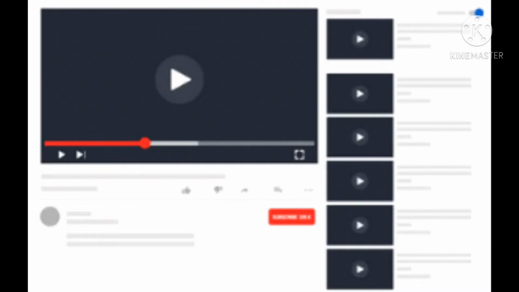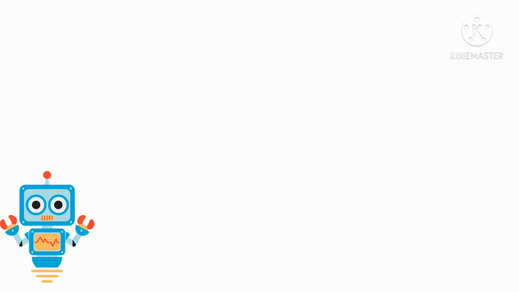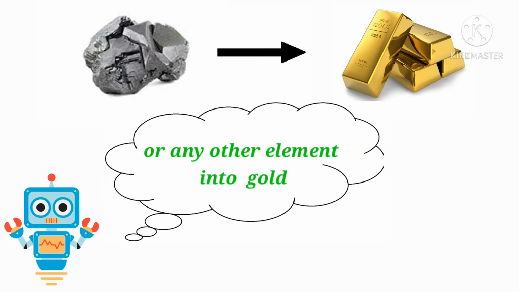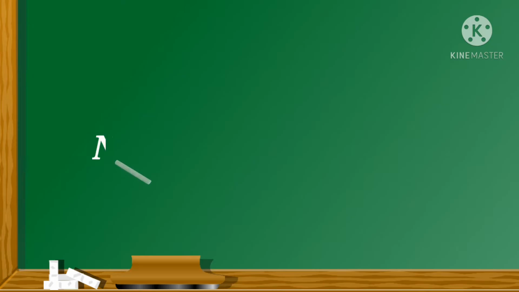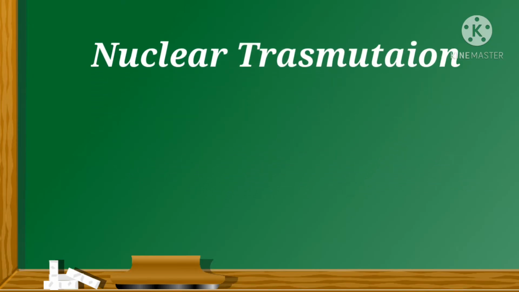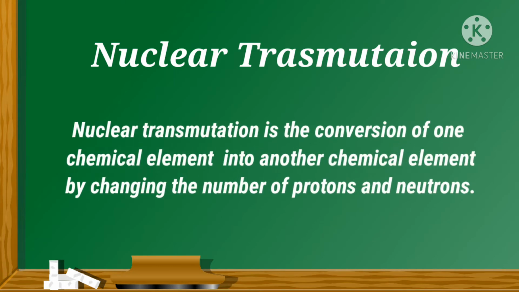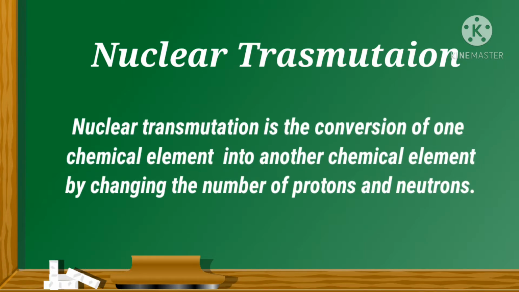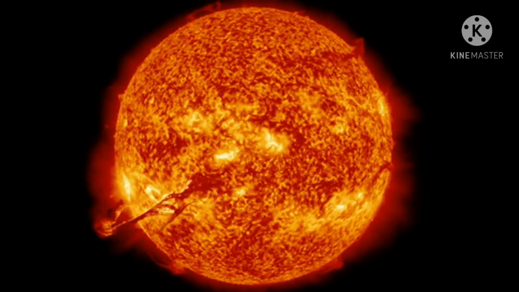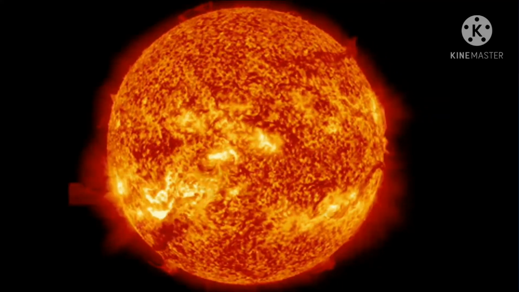Before we move on, let's go through the question I had asked you at the end of the previous video. Why can't we convert lead or any other element into gold? In fact, we can turn lead into gold by nuclear transmutation. Nuclear transmutation is the conversion of one chemical element into another chemical element by changing the number of protons and neutrons. It takes place naturally in the sun, where hydrogen is converted into helium.